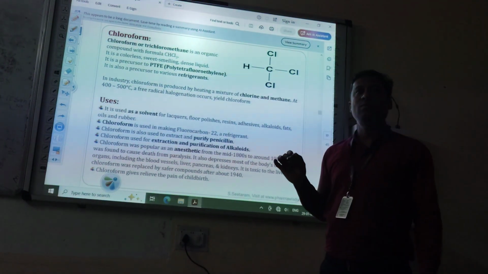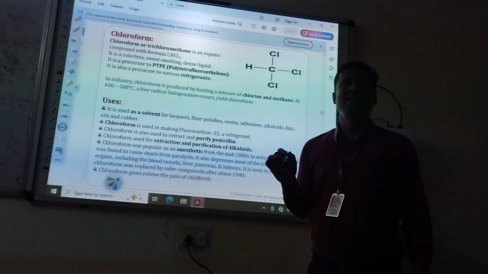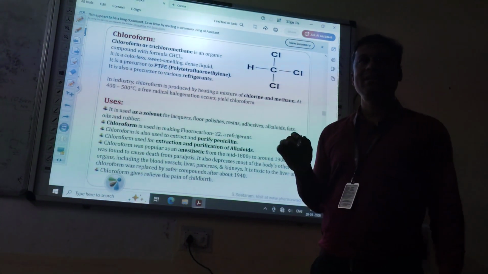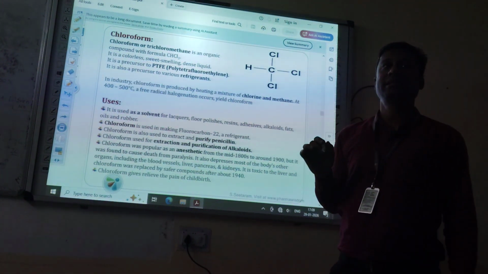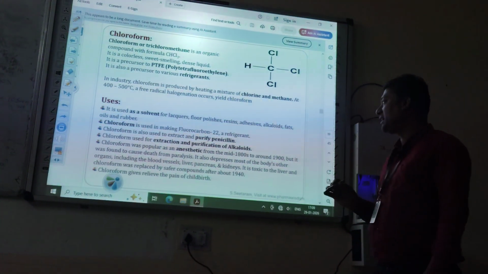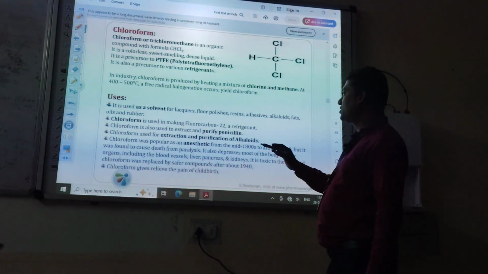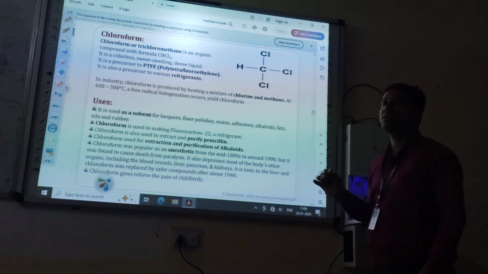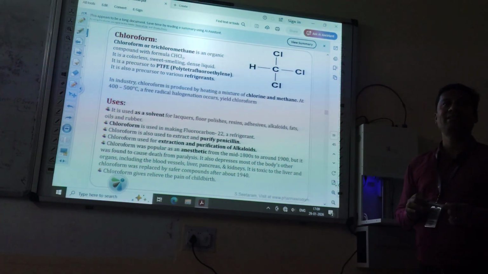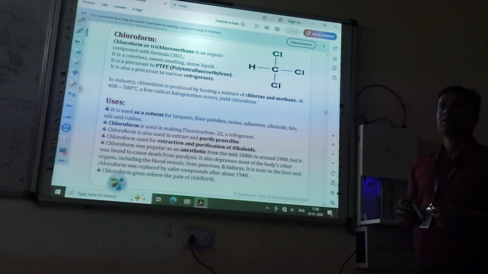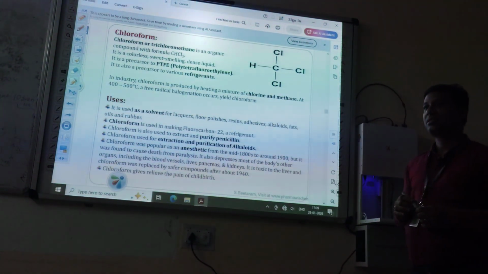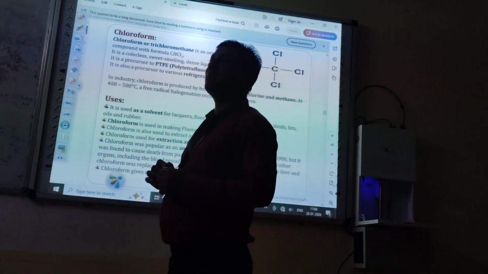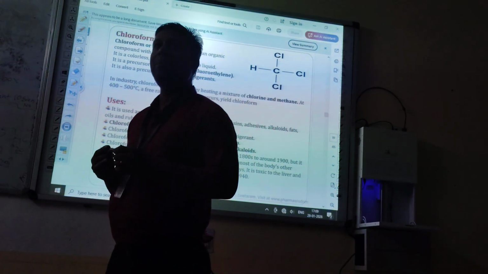Penicillin. What is penicillin? Who can tell? It is an antibiotic. What type of antibiotic? Beta-lactam antibiotic. Okay. Extraction and purification. Then chloroform is used for extraction and purification of alkaloids. What is alkaloids? Alkaloids are secondary metabolites. It is metabolized by plant or animal.